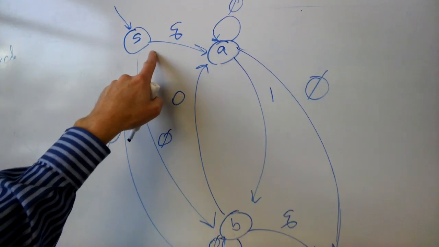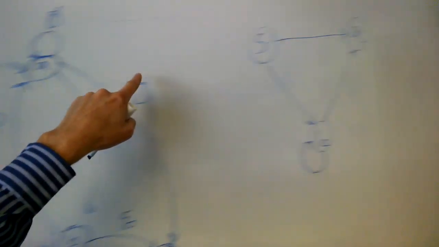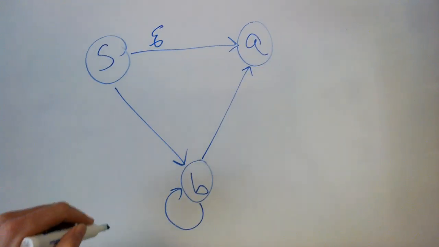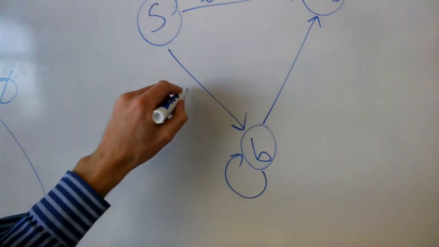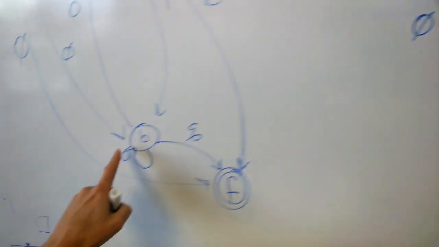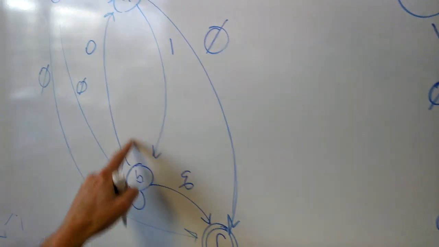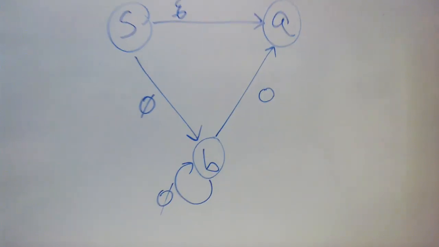And then back over here in the original automaton, S to A was labeled with an epsilon. So that means that right here I'm going to take S to A and label it with an epsilon. S to B was labeled with the empty set, so I'm going to label S to B with the empty set. B to itself was labeled with the empty set. And B to A was labeled with a 0, so I'm going to label that with a 0.